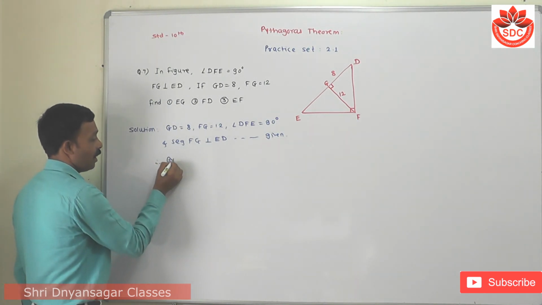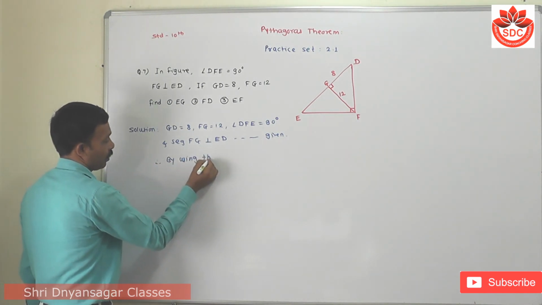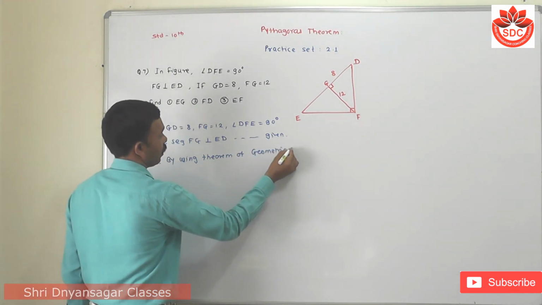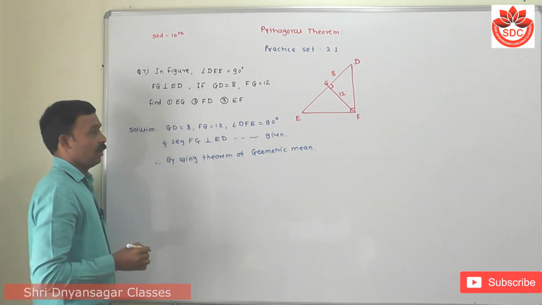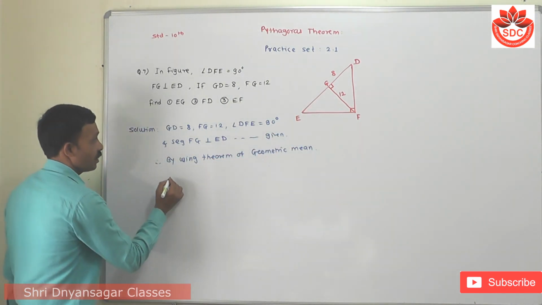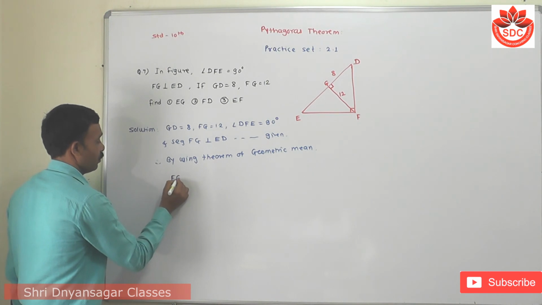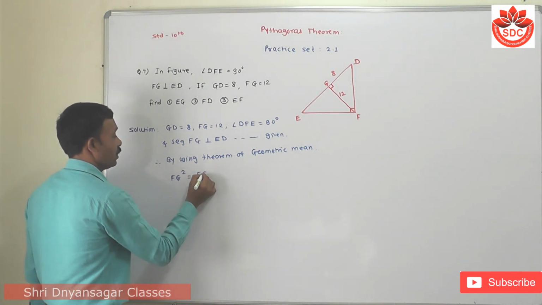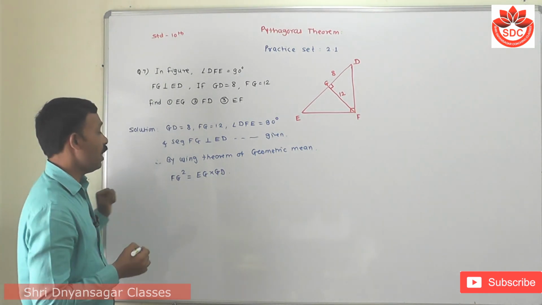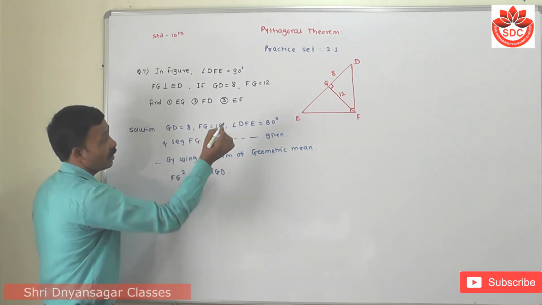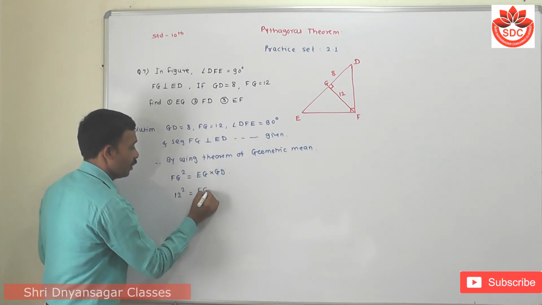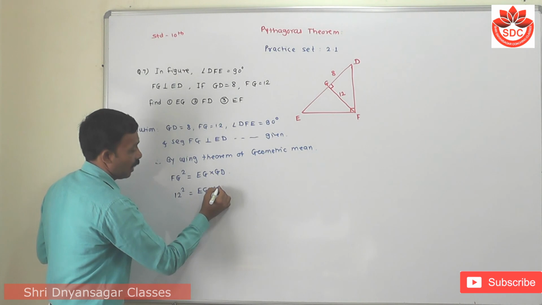Therefore, by using the geometric mean theorem, the square of FG is equal to EG into GD. This is the geometric mean theorem. We substitute the values here. FG is 12, so 12 square is equal to EG, which we have to find, into GD. GD is how much? 8.